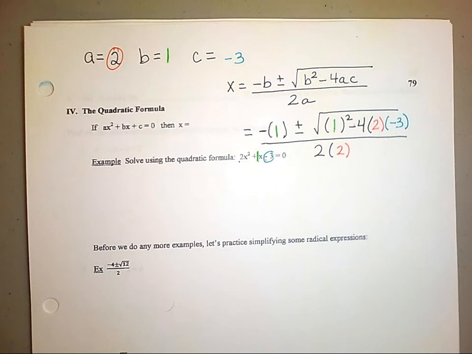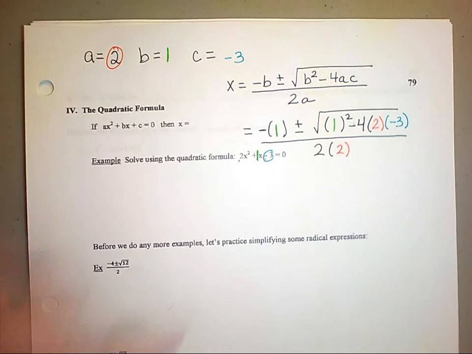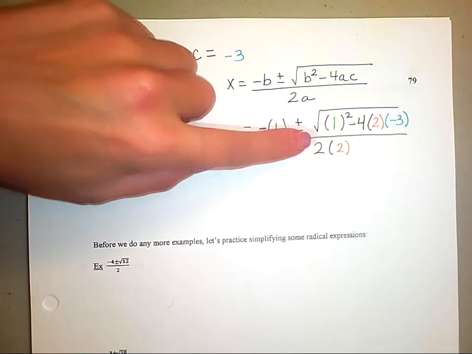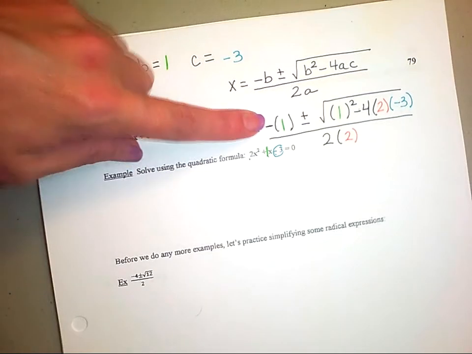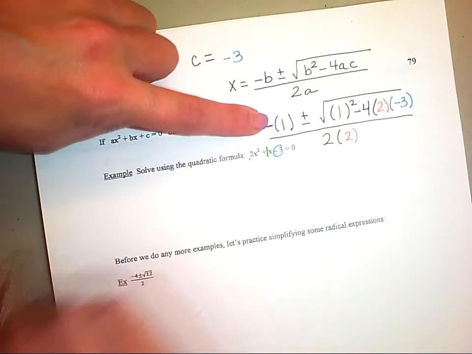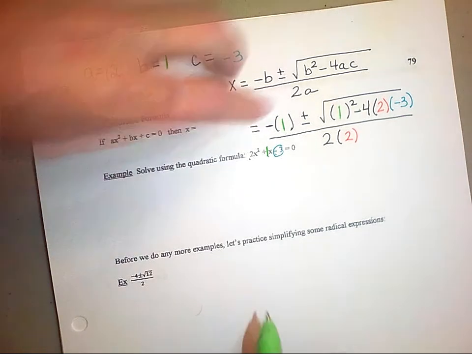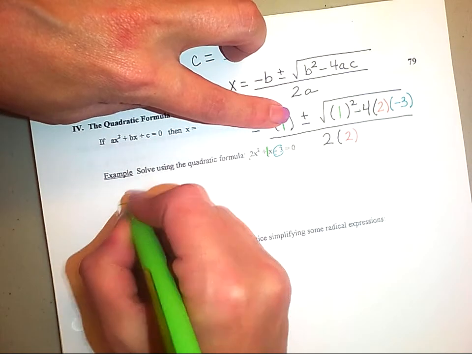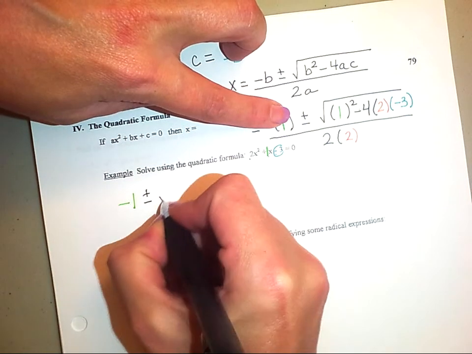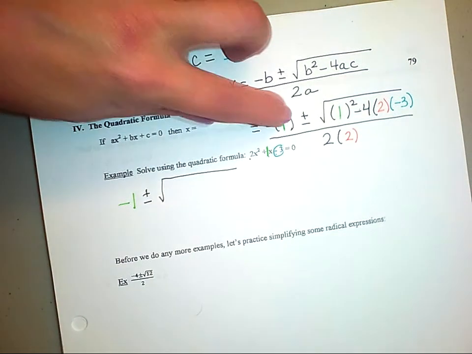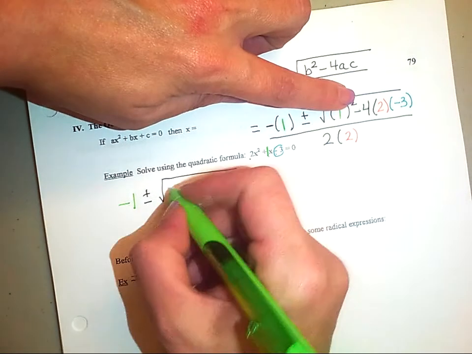So this is step 1, properly substituting this in. And make sure this division bar comes all the way out here. Don't just let it hang there. Everything has to be divided. Okay, now let's start simplifying. Negative times positive 1 is negative 1. And then we'll take plus or minus, and the square root will stay. 1 squared is 1.